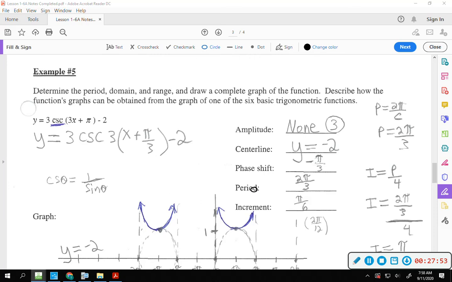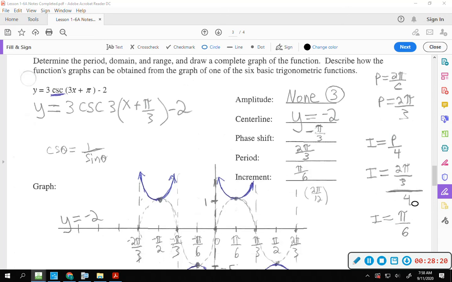The period right here for sine and cosine is always 2 pi over this coefficient, the coefficient of this x. Whether it's out in front of the parentheses or whether it's in here, it's this coefficient. Now it is 2 pi divided by 3. And then I have to take 1/4 of that to figure out my increment, or my quarter of a period. When I multiply by 1/4, I'm going to get 2 pi over 12 when I multiply by the reciprocal and reduce. So I'm adding pi over 6 each time.